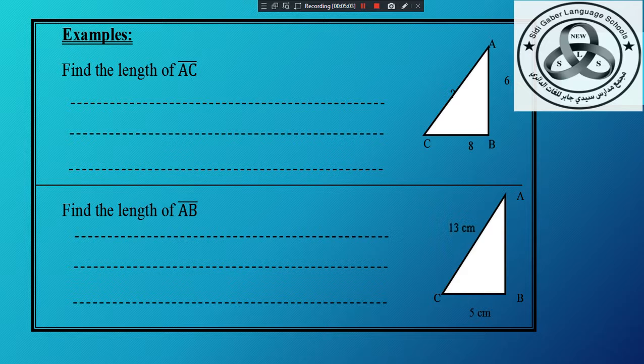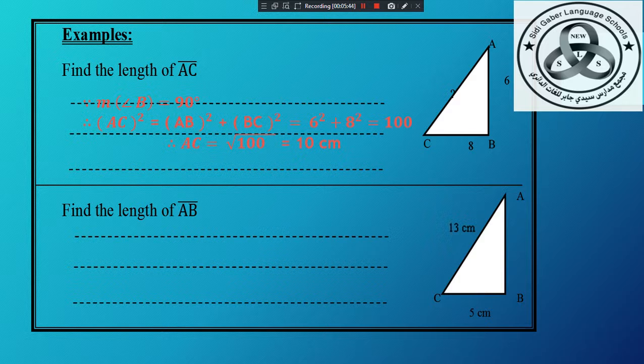The first rule. Excellent. But before we start to write the rule, we have to write the condition of the right angle triangle. Since measure of angle B equals 90, therefore AC power 2 equals AB power 2 plus BC power 2 equals 6 power 2 plus 8 power 2 equals 100. So to get the side AC, I have to get the square root of 100, which is 10 centimeters. And this is the length and must be positive length.